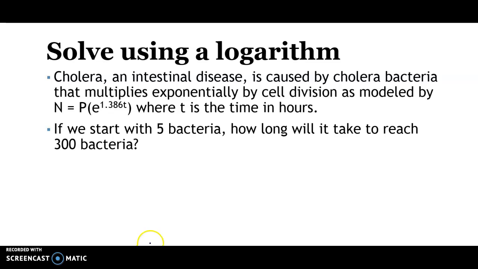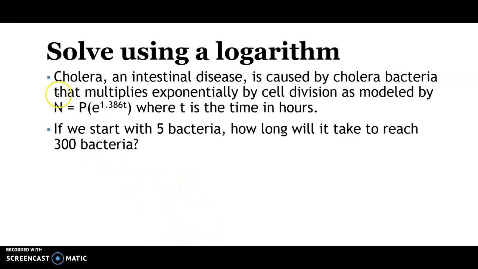For this problem, we're to solve using a logarithm. We're told that cholera, an intestinal disease, is caused by the cholera bacteria, and it multiplies exponentially by cell division as modeled by a formula where T is the time in hours. If we start with 5 bacteria, how long will it take us to reach 300?